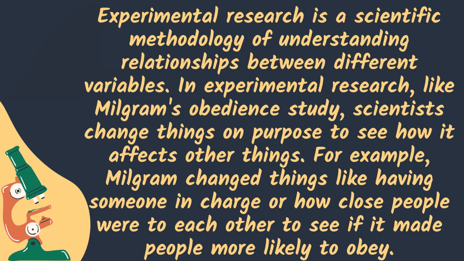Experimental research is a scientific methodology of understanding relationships between different variables. In experimental research, like Milgram's obedience study, scientists change things on purpose to see how it affects other things. Like in AI, it has an independent variable. For example, Milgram changed things like having someone in charge or how close people were to each other to see if it made people more likely to obey.